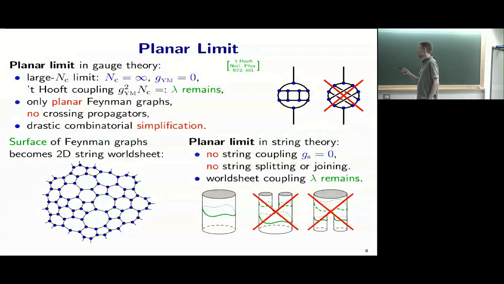So in string theory, you also have a planar limit. That is where you set the string coupling constant to 0, and you don't allow for strings to split or join. So whenever you have such a string vertex where, say, a closed string might split up into two closed strings, or two closed strings can join into one closed string, this is governed by the string coupling. And since we set it to 0, these processes will not survive. Okay, but nevertheless, this worldsheet coupling does remain in string theory.